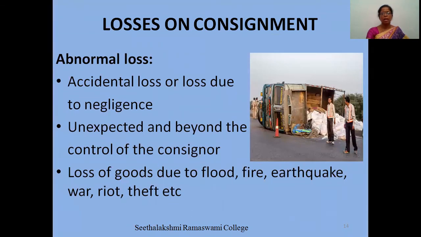Abnormal loss. Accidental loss or loss due to negligence is the reason for abnormal loss. The abnormal loss is an unexpected one and beyond the control of the consignor. The abnormal loss arises due to flood, fire, earthquake, war, riot, theft, etc.